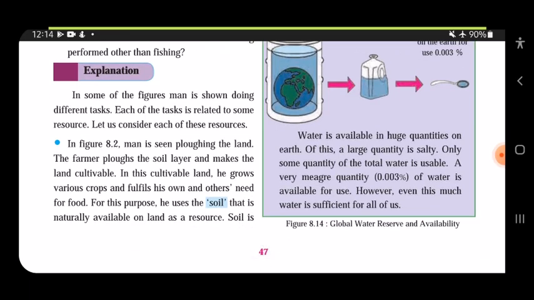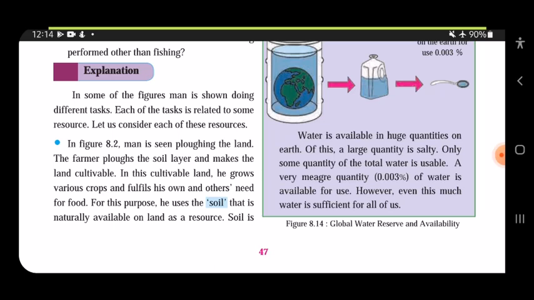Now, in some of the figures, man is shown doing different tasks that we have seen just now. Each of the tasks is related to some resource. He is using some kind of resource. Let us consider each of these resources. Now, in figure 8.2, man is seen plowing the land. The farmer plows the soil here and makes the land cultivable. If we don't plow the land, we will not be able to grow or put seeds in it. So you need to make the land cultivable.